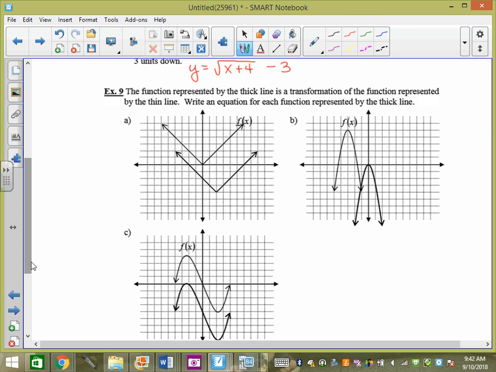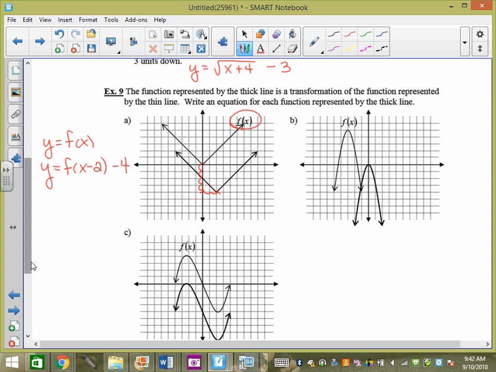Okay, so here we're going to go 1, 2, 3, 4 down, and then 1, 2, right. So we have 4 down, 2 right. So we have to write our equation. Our equation is y equals f of x, because it tells us that. We need to move 4 down, 2 right. So we're going to go y equals f x what? Minus 2, and then minus 4. Make sense?